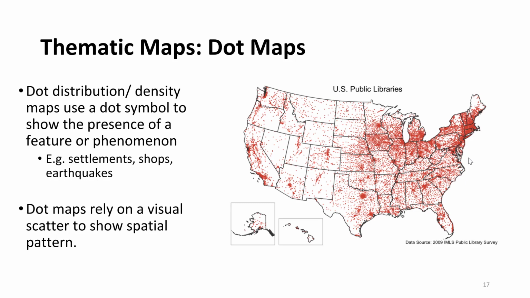One other type of thematic map is a dot map. These dot distribution or dot density maps use a dot symbol to show the presence of a feature or phenomenon. For example, these might be settlements, shops, earthquakes. In this case, our example looks at U.S. public libraries, and we'll see that there's a higher density of them in the northeast of the United States than there are, for instance, in the west. Dot maps rely on a visual scatter to show a spatial pattern.